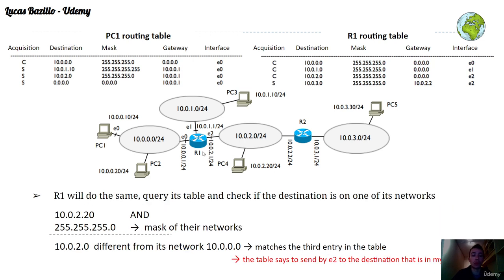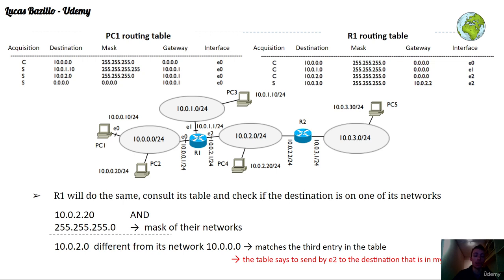What about the router R1? Well, R1 will do the same, okay? It will consult its table and check if the destination is on one of its networks. So first of all, we see this destination, and it is going to do the AND. Keep in mind that we are in the same case, so we are already done with PC1. Now we pass to R1. We have the same destination. We do the mask of the networks. We can see that these are 1.